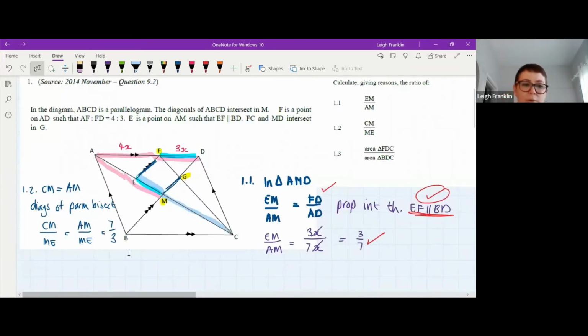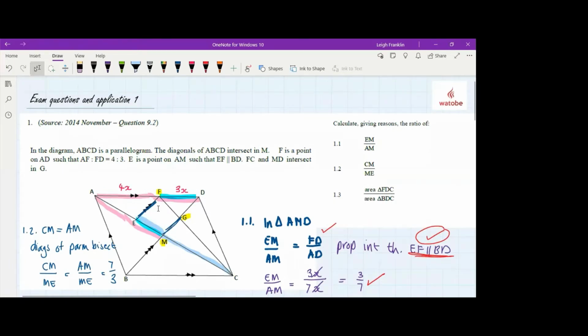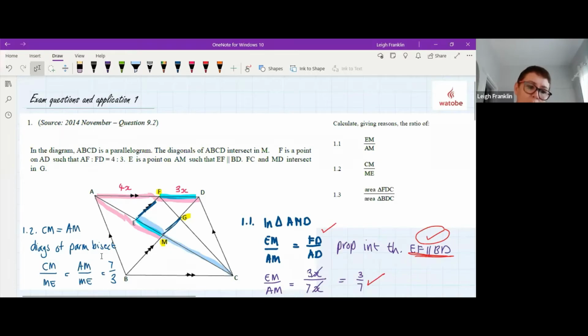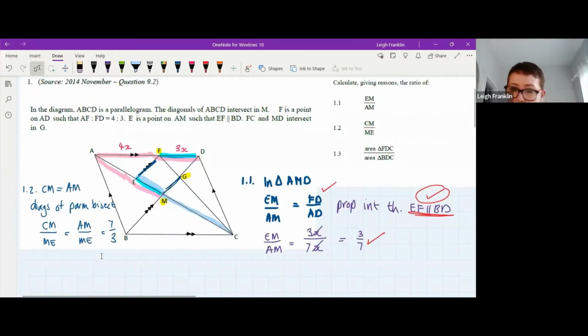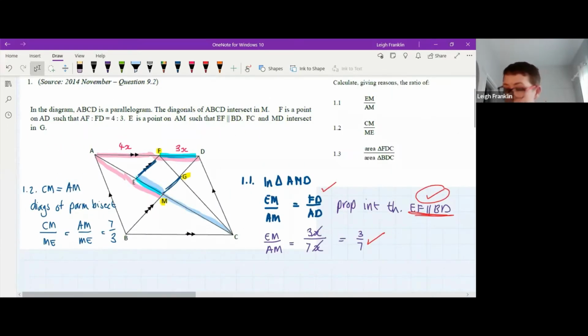Okay, so now you're happy with CM equals AM, diagonals of a parallelogram bisect. So AM over ME was 7 over 3. It's just the other way around of what we've already worked with in 1.1. And that's why CM over ME is equal to the same thing. All right, we're all happy there. Again, this was out of 3 marks. There's going to be a mark for the statement, the reason, and the answer. Okay, let's have a look at the next question.